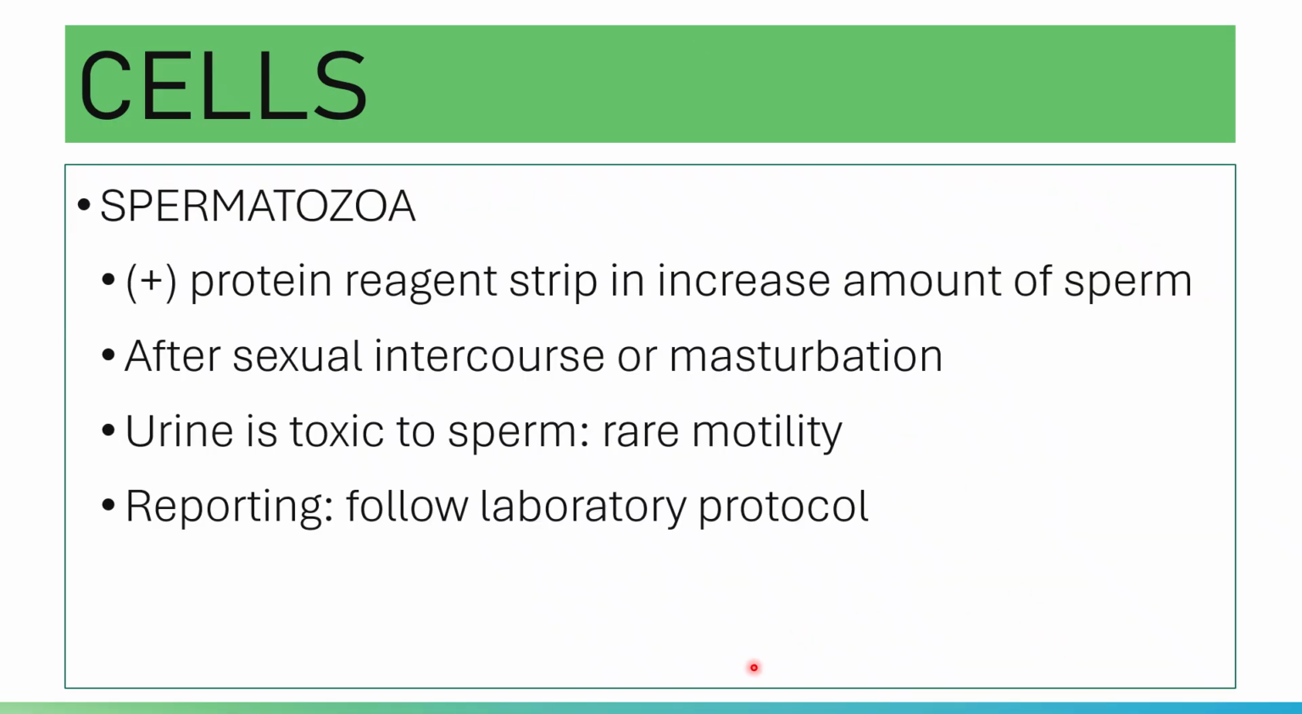Then you have your spermatozoa. A positive protein reagent strip is seen with an increased amount of sperm cells. They are seen after sexual intercourse or after masturbation. Please note that urine is toxic to sperm, which is why rare motility of spermatozoa is observed in the urine sediment.